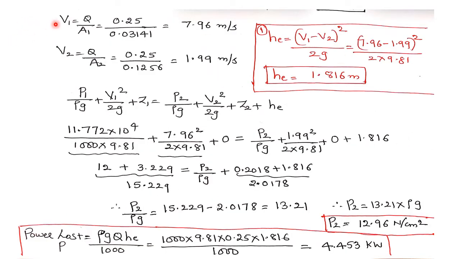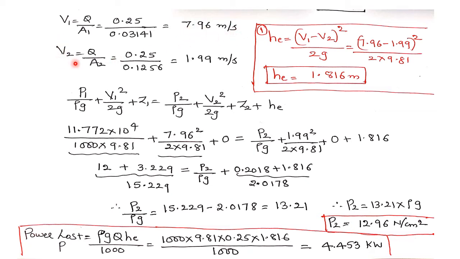So we have to calculate V1. Discharge is given by the formula area into velocity. So let us calculate the velocity at section 1 of the pipe, in the smaller diameter pipe. Velocity V1 is given by Q divided by A1. Q is already given, 0.25, divided by area 0.03141. So velocity will be 7.96 meters per second.